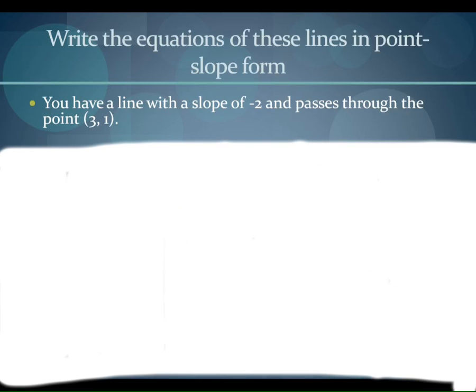Now that you know how to get it in slope-intercept form, I want to see how we can go from point-slope form to slope-intercept form. How do you go from point-slope form to slope-intercept form? So here's another example. This one's not on your sheet. It says the slope is -2, and the point is through (3, 1).